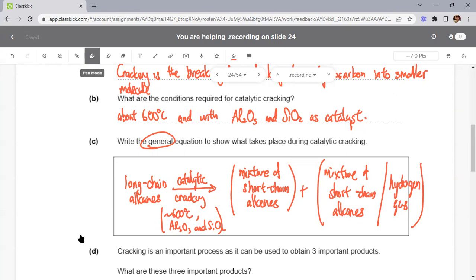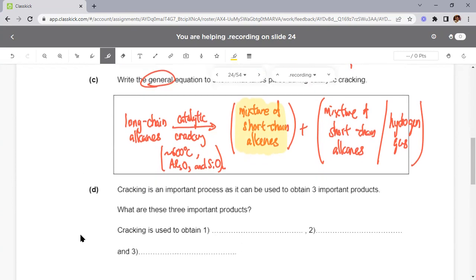Now, what's important is, remember, why we study cracking is because we want to study a method that can produce alkenes. What you have seen here is that cracking produced alkenes over here. That's why cracking is important. Cracking can produce my alkenes, which I can use for other reactions. So this is the general word equation, the general equation for cracking.